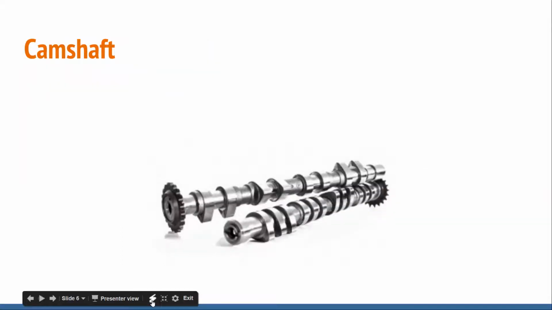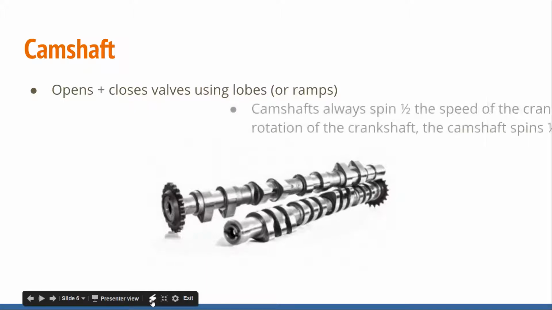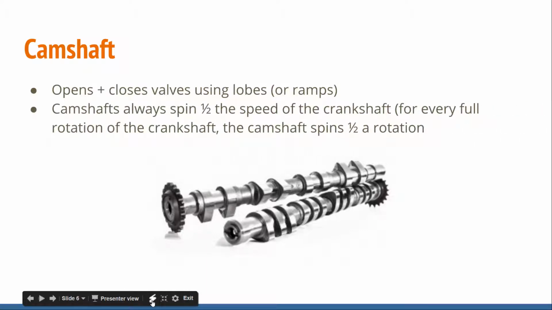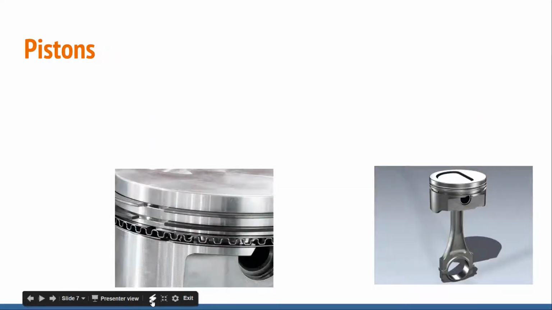Moving on to camshafts. Now a camshaft's job is it opens and closes the valves using lobes, the raised portions or ramps that you'll see on the camshafts. Camshafts always spin at half the speed of a crankshaft. So for every full rotation of the crankshaft, the camshaft only spins half of that. It's the way it's designed to work, and we're going to get into that a little bit closer, but moving on to pistons.